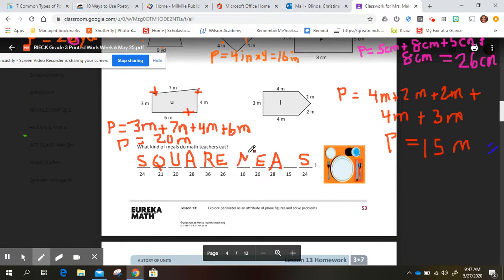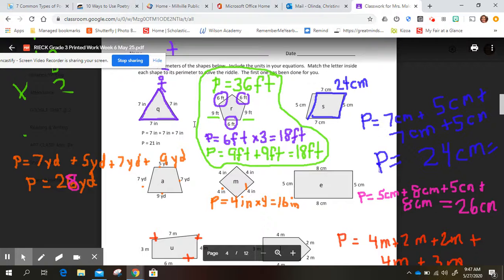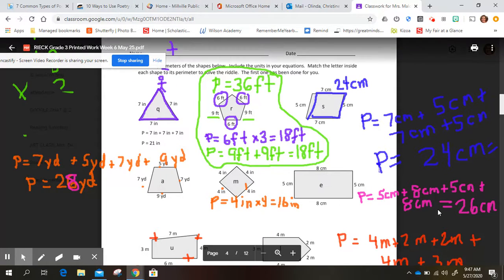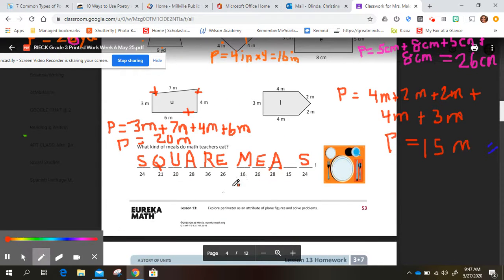Oh, I think I might be able to figure it out. Square, and now I need an answer with 15. So I'm looking back and I say, that one was 21, 36, 24, 28, 16, 26. Up here it is 15, and that letter was L. And my answer was square meals.